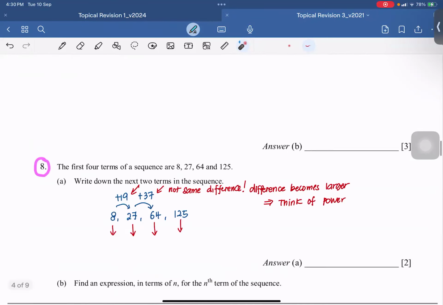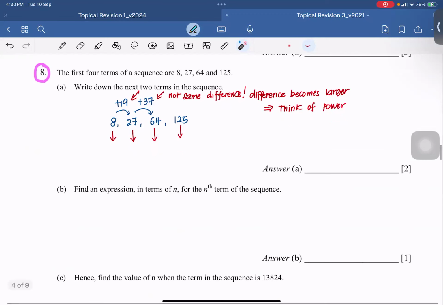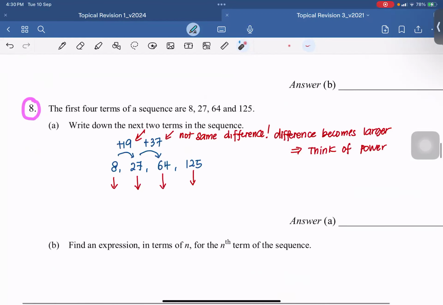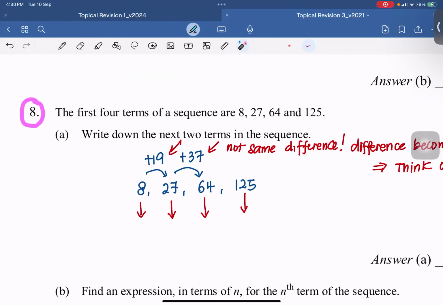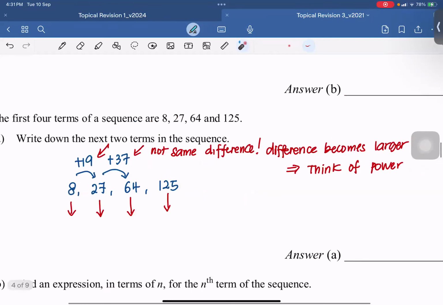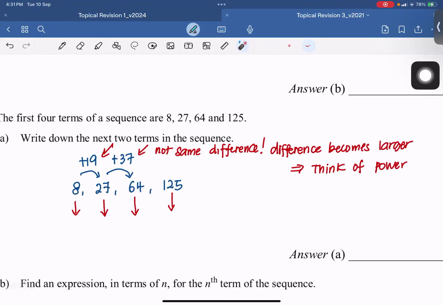Okay. Next question. This one is important. I'll do this as a revision. Now, our normal types of number pattern sequences are always adding a number, right? We try to add a certain number. So from 8, if I want to go to 27, it's plus 19. Another one, 27, I want to go to 64. I realize that this is plus 37. We have to realize that the number we are adding here is not the same difference. In fact, this difference itself becomes larger and larger. So in this case, when we have this kind of scenario, we need to think of power.